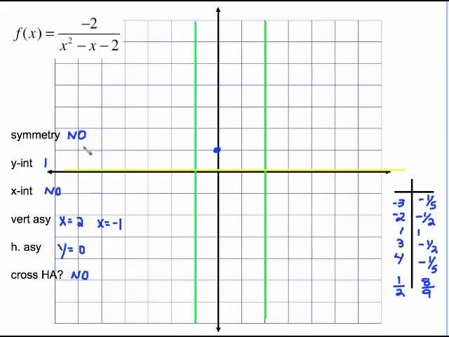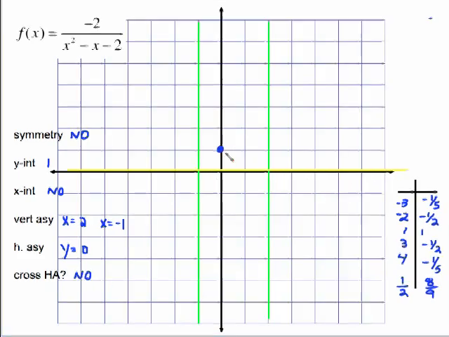Since we get this with no variable, then we know it doesn't cross the horizontal asymptote. So here's all information. No symmetry, y-intercept of 1, no x-intercept. Vertical asymptotes, 2 of them. I have graphed them here in green at 2 and negative 1. Horizontal asymptote, the x-axis. And it does not cross the horizontal asymptote.